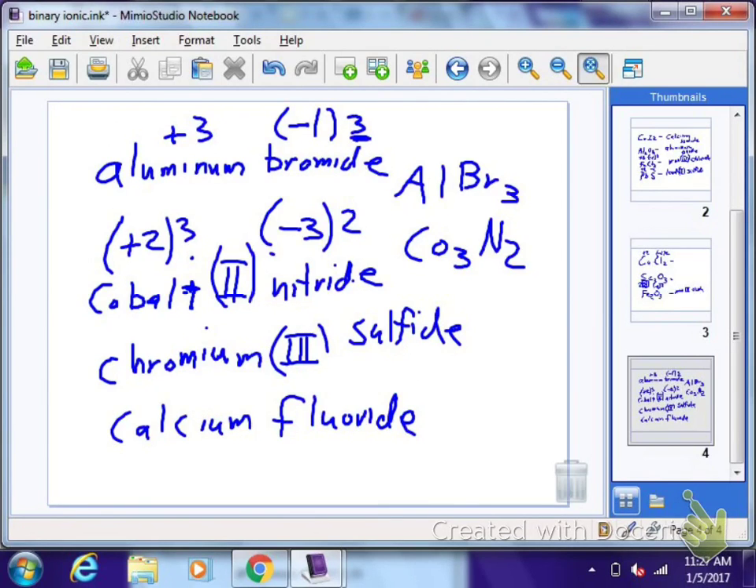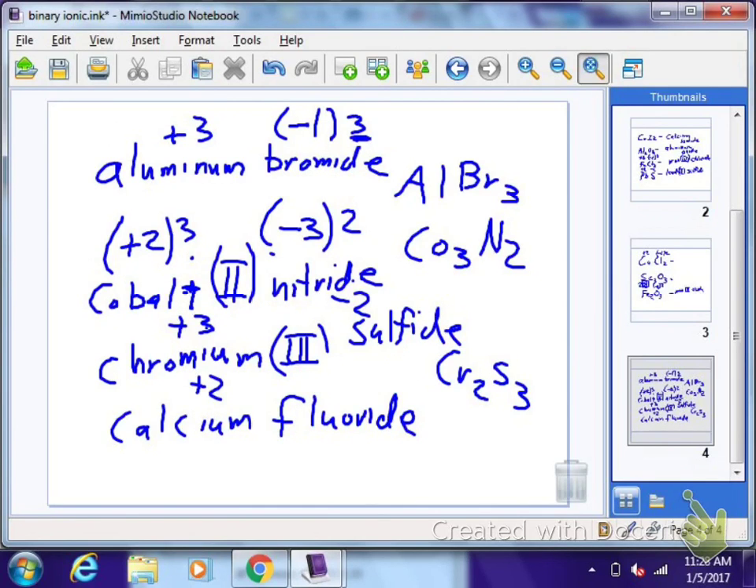Chromium is a +3. I'm telling you the charge. I have to tell you the charge because otherwise you're guessing. And same when you write this out, you have to tell me the charge. So chromium's a +3, sulfur's a -2. So 6, I get both of them as 6, so it'd be Cr2S3. That would be the formula.